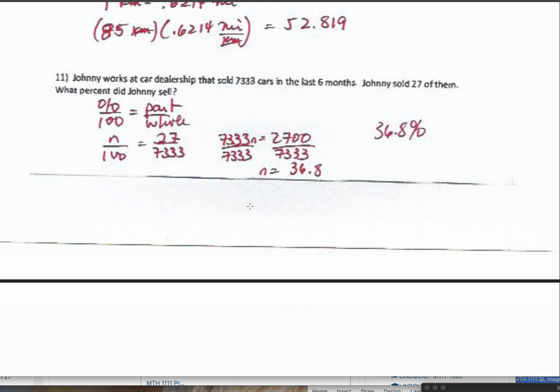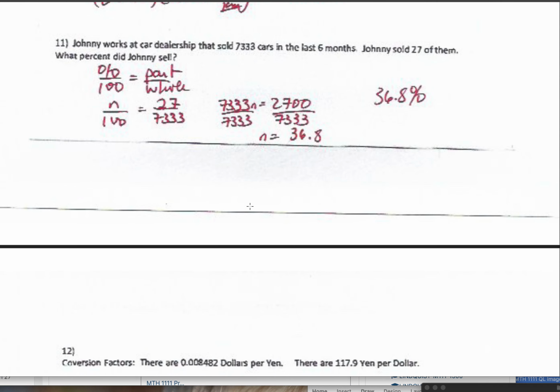Number 11, Johnny works at a car dealership that sold 7,333 cars in the last 6 months. Johnny sells 27 of them. What percent did he sell? Well, that's the percent proportion here. Percent over 100 is part over whole. I don't know the percent, so N goes in the upper left. And the part is 27, the part that Johnny sold out of the 7,333 altogether. Cross multiply, and I get 2,700 equals 7,333 N.